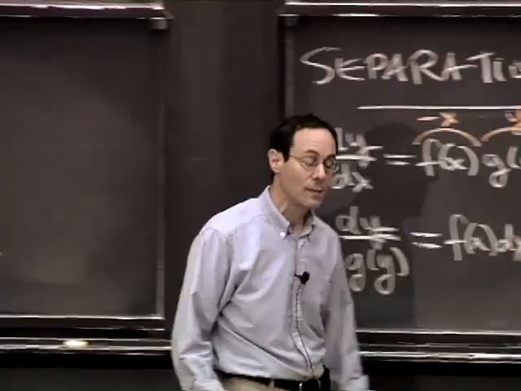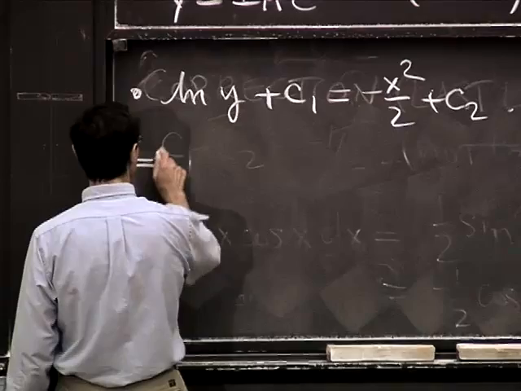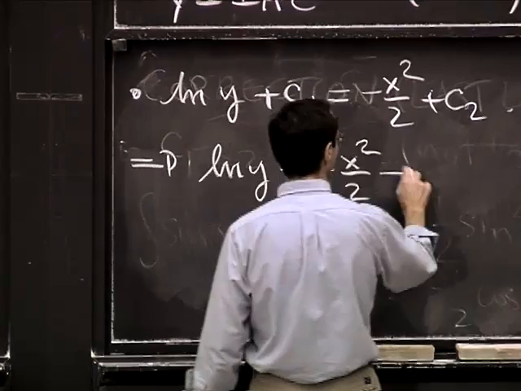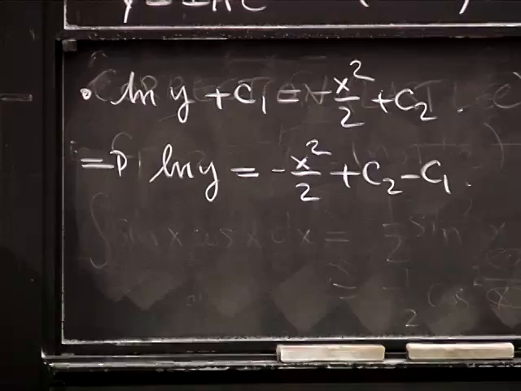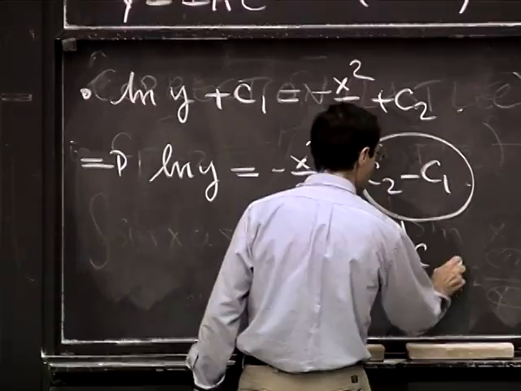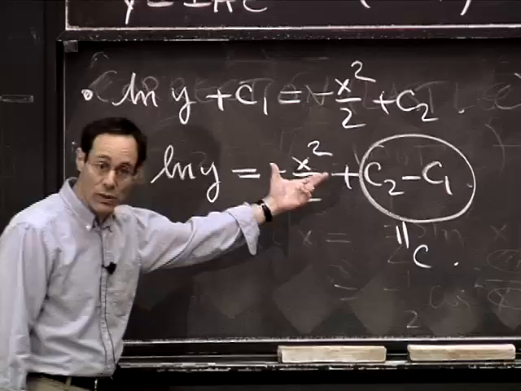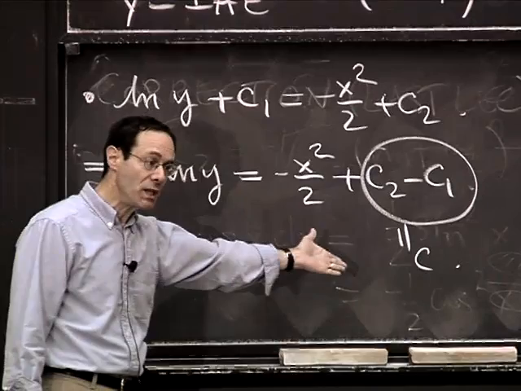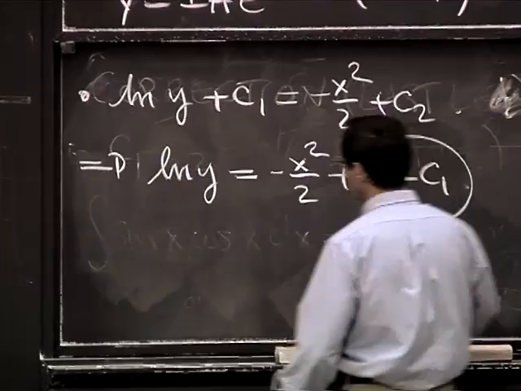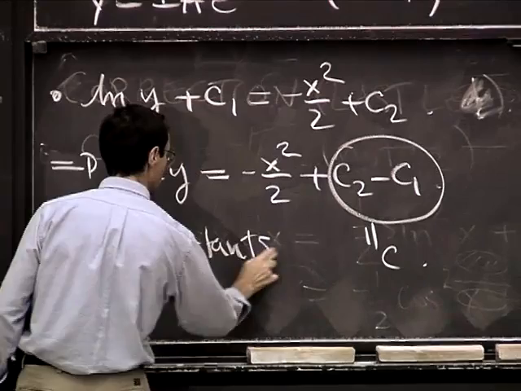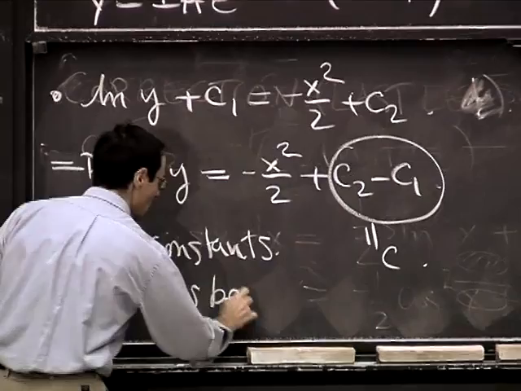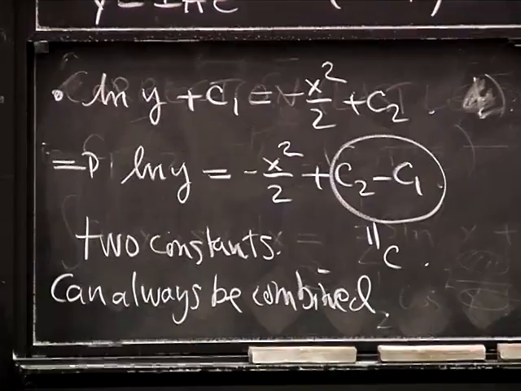But notice that I can rewrite this as log y is equal to minus x squared over 2 plus c2 minus c1. I can subtract, and then if I just combine these two together and name them c, I have a different constant. In other words, it's superfluous and redundant to have two arbitrary constants here because they can always be combined into one. So two constants are superfluous, they can always be combined. So we just never do it this first way. It's just extra writing. It's a waste of time.